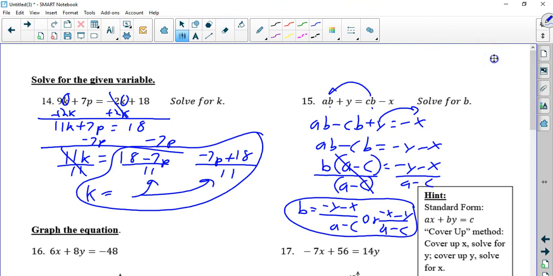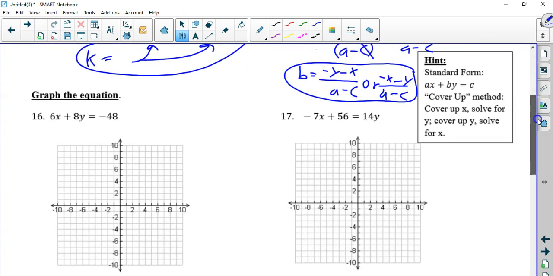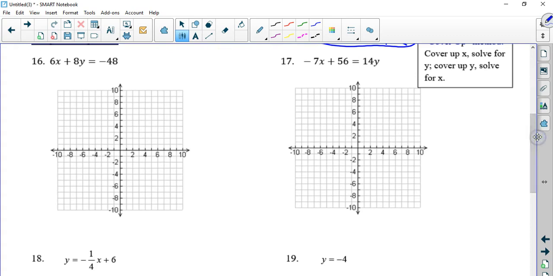Now let's have some fun with some graphing. Graph the equation. Now, there's 3 ways to do this. The cover-up method. If you cover up the 8y, divide by 6, you get x is equal to negative 8. So where's x-axis of negative 8? Right there.